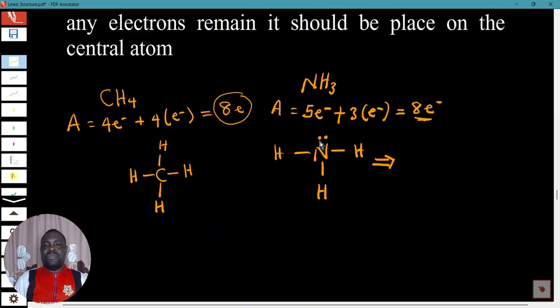But don't forget that similar charges repel each other. So these 2 lone pair electrons will repel each other, causing the structure of ammonia to be distorted. So this is what we will have because of the lone pair on top of the ammonia.